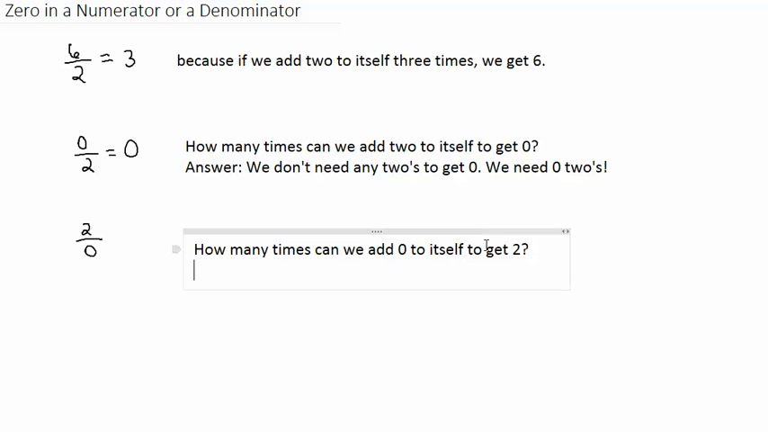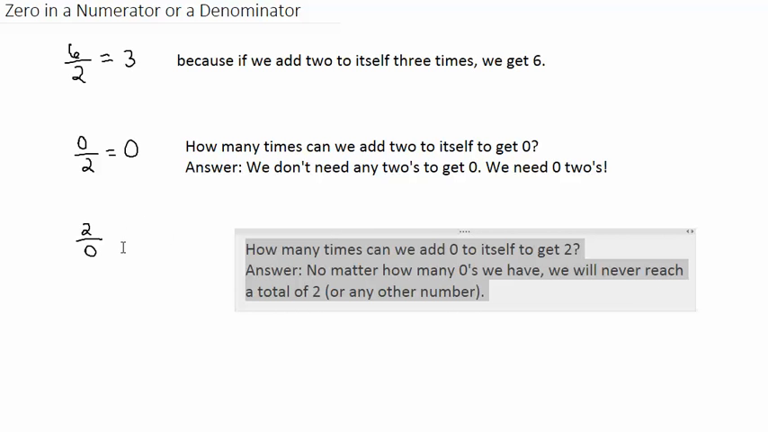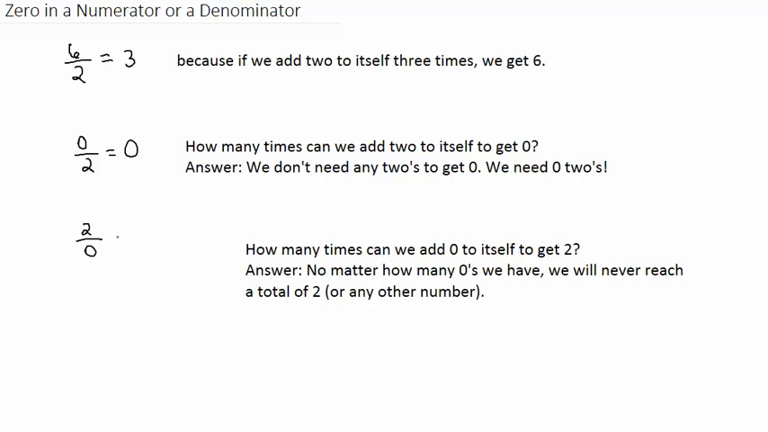Okay? So the answer to this is, no matter how many zeros we have, we will never reach a total of 2 or any other number that's not 0. So this 2 divided by 0 gives us an issue, right? The issue is 2 divided by 0 is not a number. We can't even make sense of what it means, right? It's impossible.